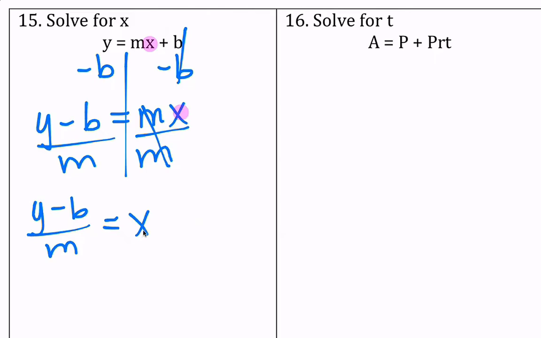We have x all by itself, which is what we wanted, so let's write our final answer properly. I know x is equal to y minus b all divided by m.